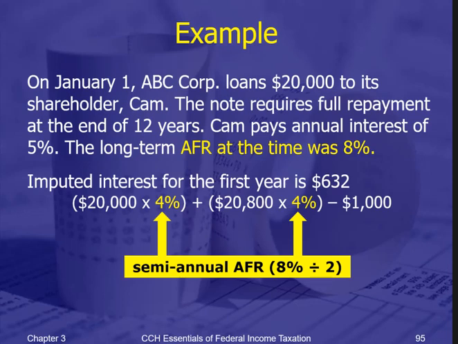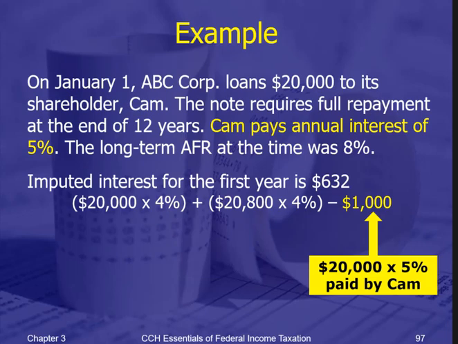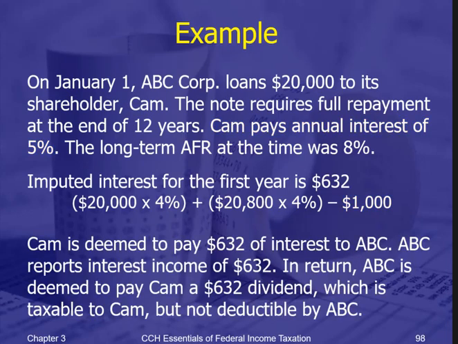So we figure out how much the interest should have been using the AFR, and then we subtract what was actually paid in this case, because this wasn't a freebie loan, this was just a low interest rate loan. So CAM is deemed to pay $632 to ABC. They report income, pays a dividend, which is not deductible.